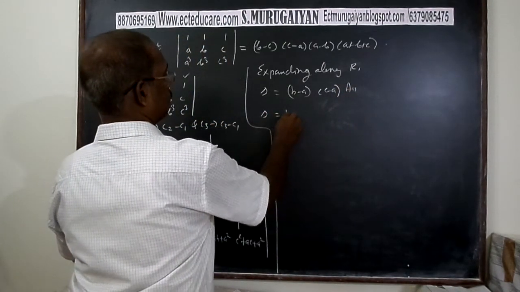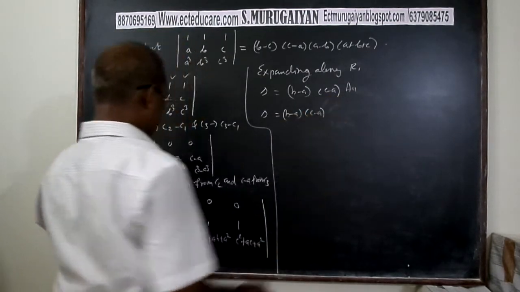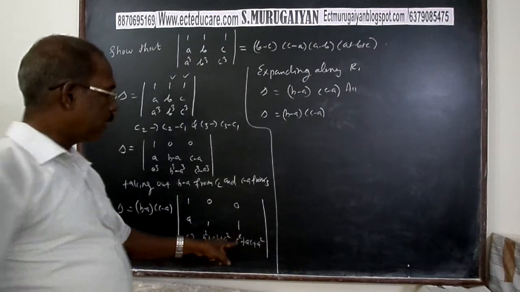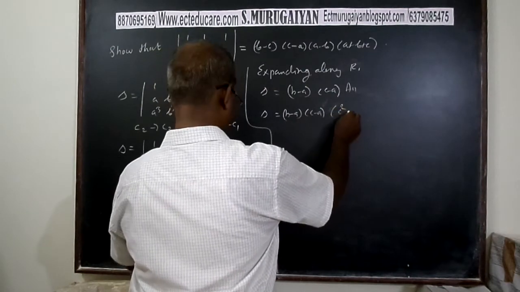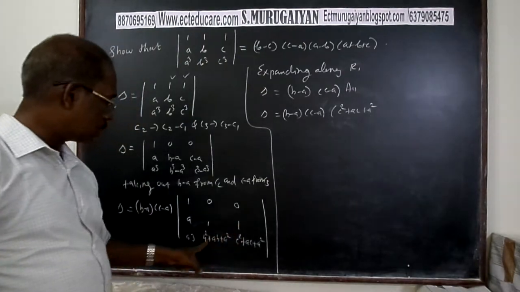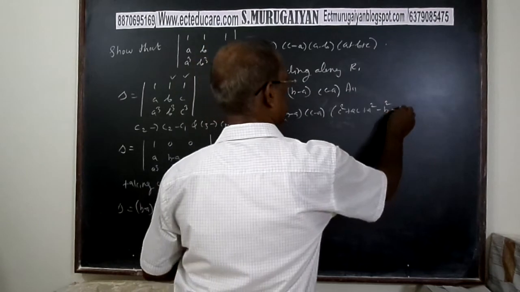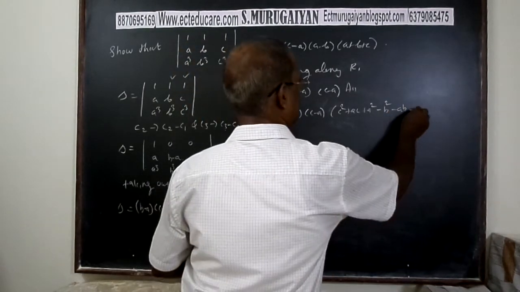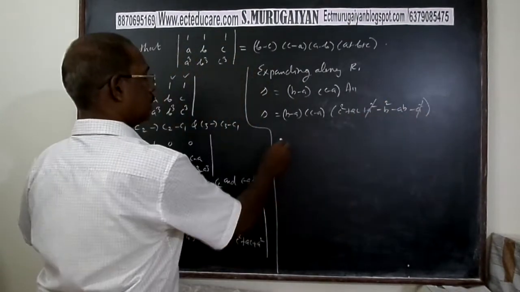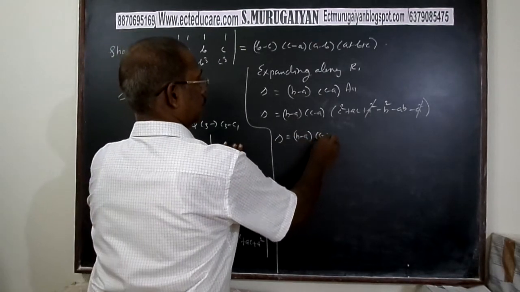Then delta equal to B minus A into C minus A, a11, just cross multiplication of these 4 terms, 1 into C square plus AC plus A square, subtract this product, minus B square minus AB minus A square. Okay. Then plus A square minus A square cancel. Then delta equal to B minus A, C minus A.